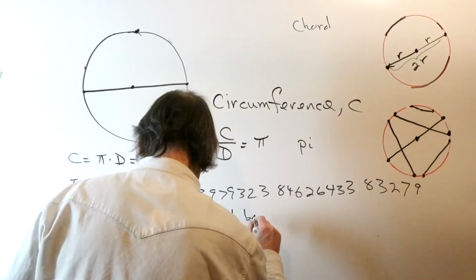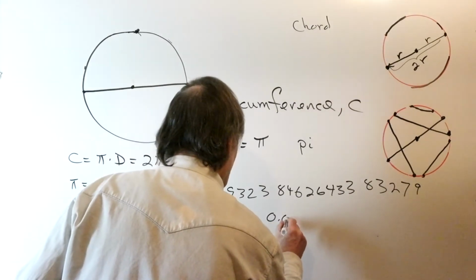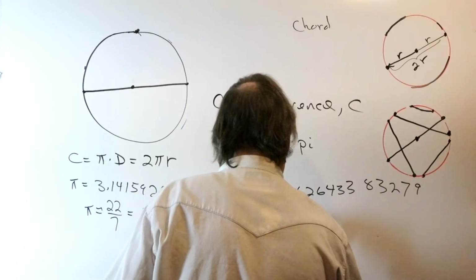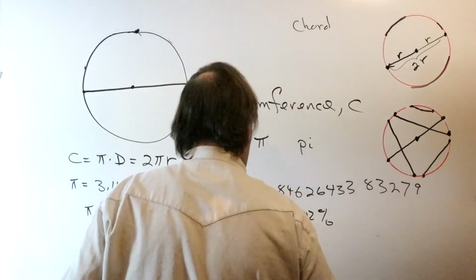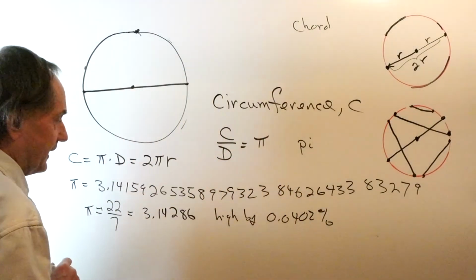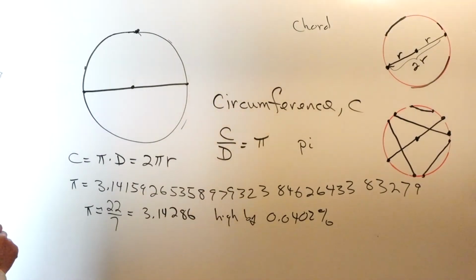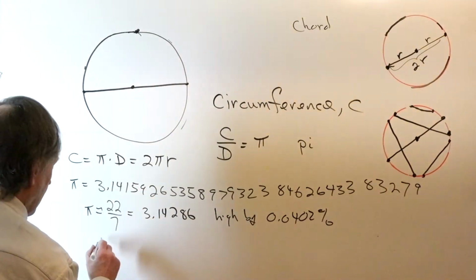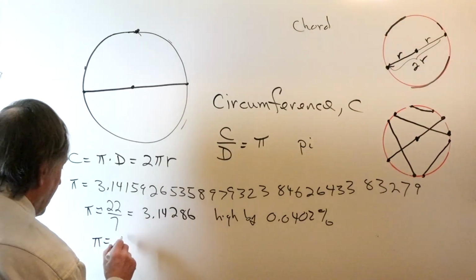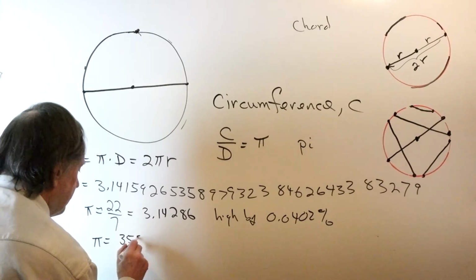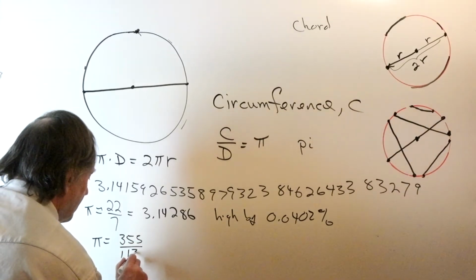This is high by 0.0402%. So roughly 4/100% high when you use 22/7. Now, another good approximation for pi, which is much better, is 355 divided by 113.